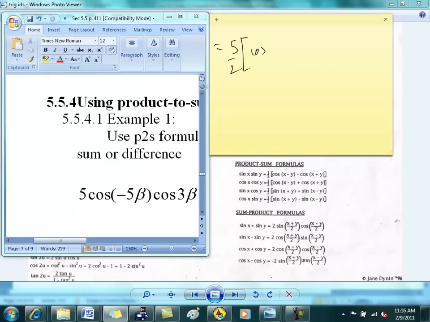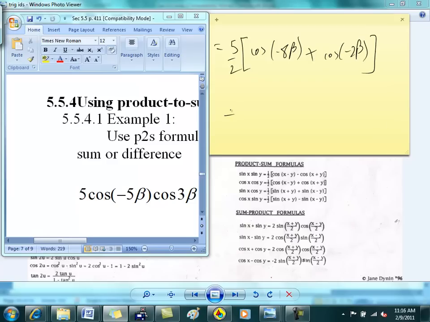Hello, anybody home? Tiffany, what was that? Okay, so you get cosine of minus 8 beta plus cosine of the sum, minus 5 beta plus 3 beta, minus 2 beta.